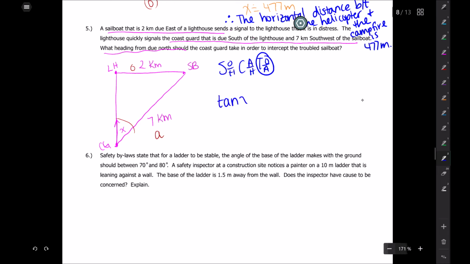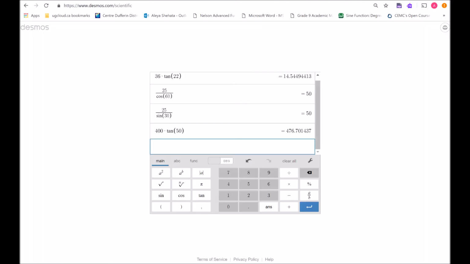This time, I don't know the angle, so I'm going to say the tangent of x is equal to 2 over 7. Remember, this is not saying tangent times x. This goes together. It's the tangent of some angle. So to get this x out of here, we have to do the opposite of tangent, which is inverse tangent. So we're going to do the inverse tangent of 2 over 7. So x is equal to, let's go ahead and type that in.